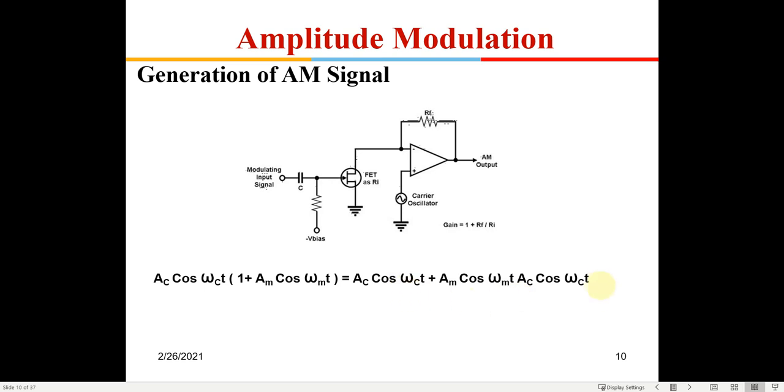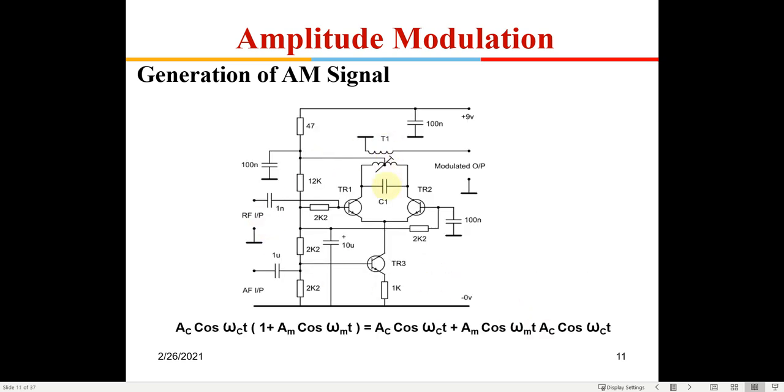It simplifies our receiver design, and the problem which we encountered in our receiver design because of the mismatch in frequencies between the transmitter and receiver frequencies will be eliminated. We'll see that shortly. So now this is going to be my AM signal.